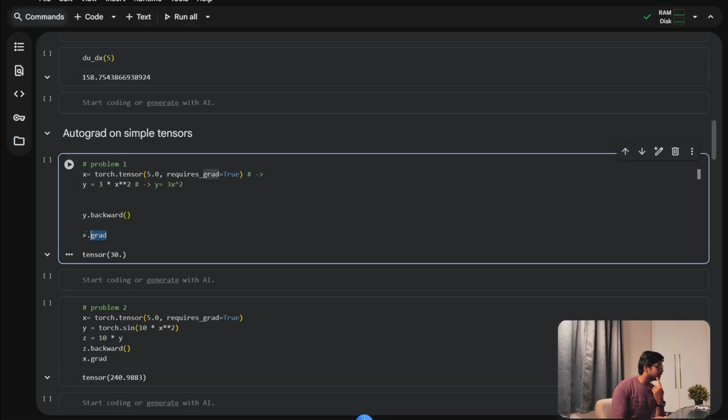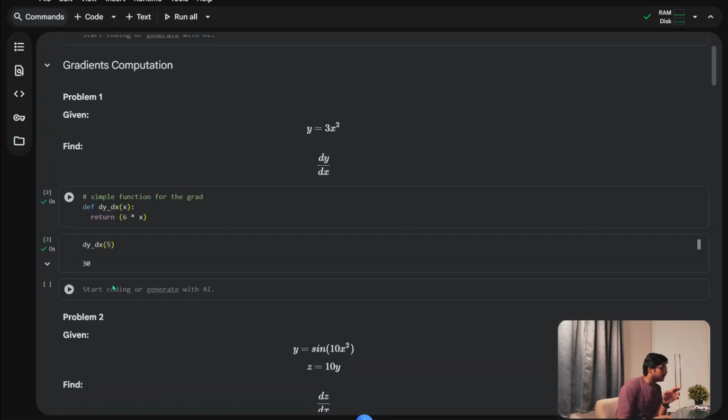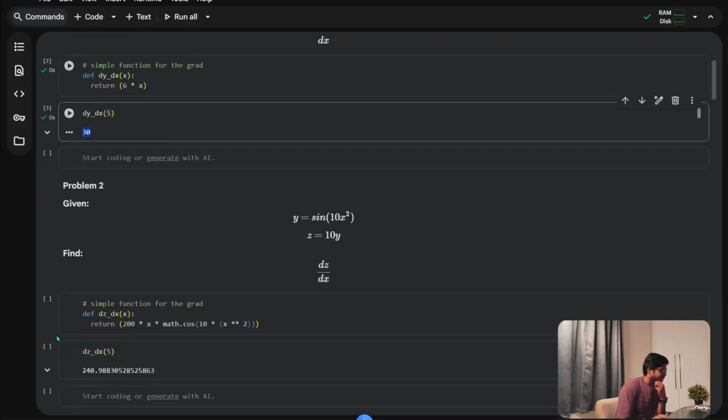And lastly, you type x.grad so that you see what is this gradient of x which has been calculated in this step. Alright, so whenever you do x.grad, it returns this tensor so that you can see what is this gradient of y with respect to x. So it returned a tensor with the value of 30, and that is what we got over here.